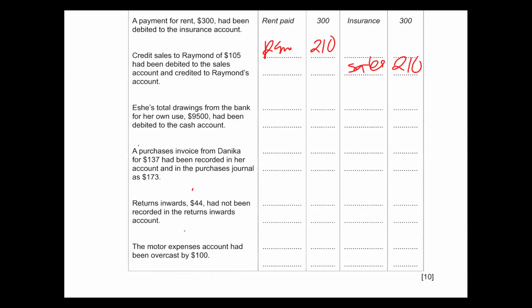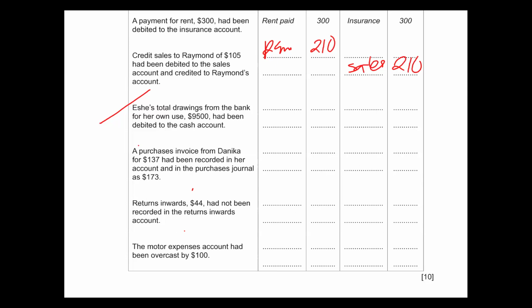Okay, let's move on to the second transaction. Aisha, would you read for us the second transaction? Read this one that has been highlighted. Aisha's total drawings from the bank for her own use, $9,500, had been debited to the cash account. Okay, thank you so much for the reading.